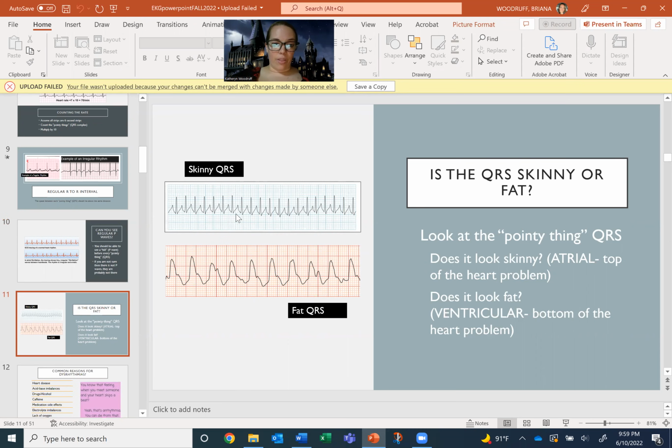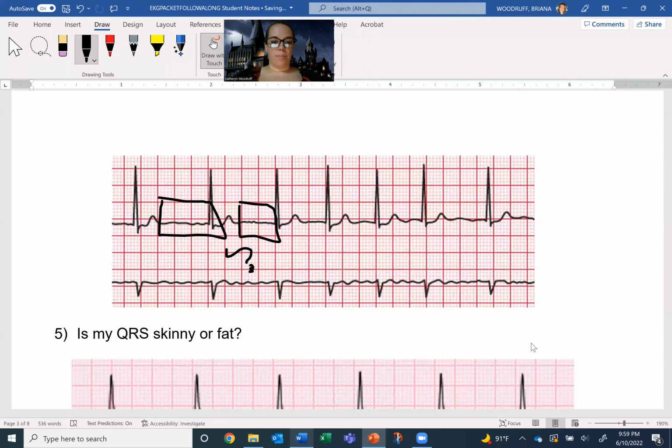When we give you a rhythm, it's going to be very straightforward, very obvious. You can see here, this is a skinny QRS and this is a fat one. Look at the difference there. It's very obvious. If I have a top of the heart problem or an atrial rhythm, and you only have to know about 3 atrial rhythms, then I should have a skinny QRS. If I'm having a bottom of the heart problem, which really is only 2 rhythms, then I'm going to have a fat QRS, and see how fat and wide that is. There's definitely something not right. So let's look at these.